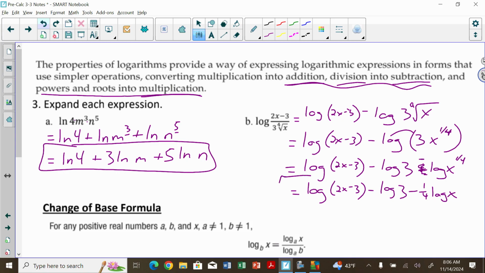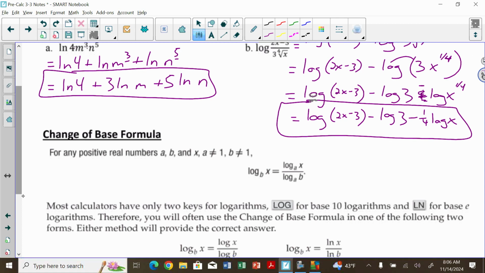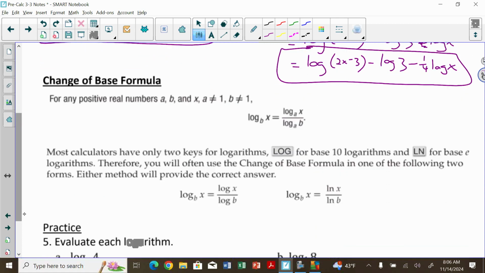And there you go. So we've expanded that out into multiplication or division, from division into subtraction. Take the powers into multiplication. Okay. Oh, shoot. I think I had covered up some extra problems. All right, so we're going to talk about condensing them.